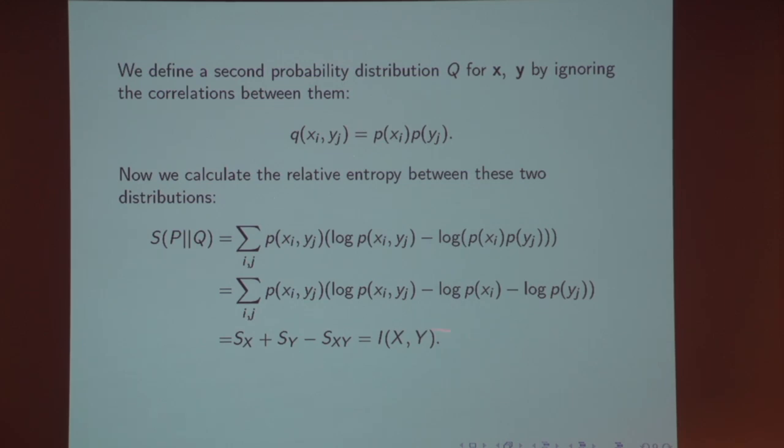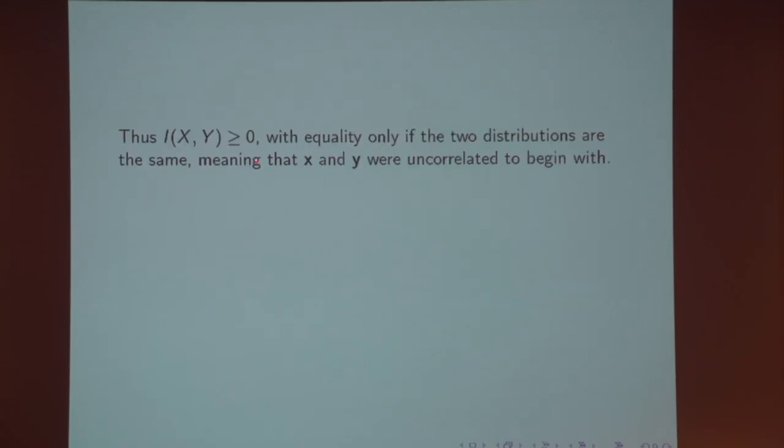So we found that the mutual information is a special case of a relative entropy. And since relative entropy is positive in general, it follows that mutual information is positive. And moreover, we learn that mutual information is 0 only if the two distributions are the same, meaning that x and y are uncorrelated to begin with.